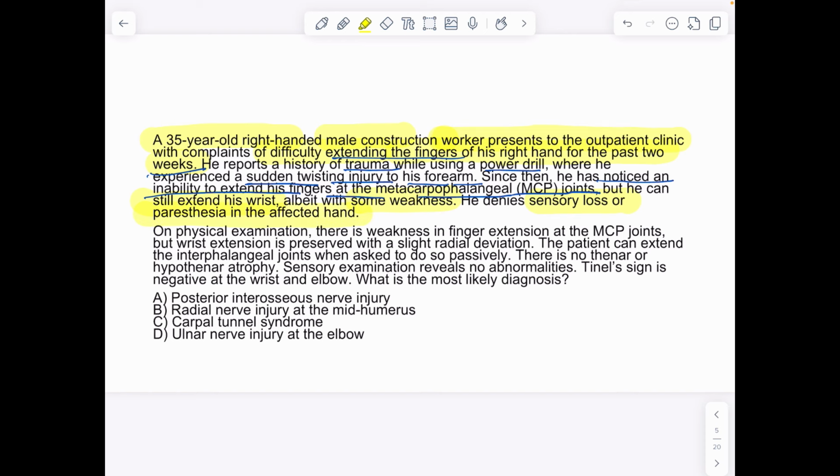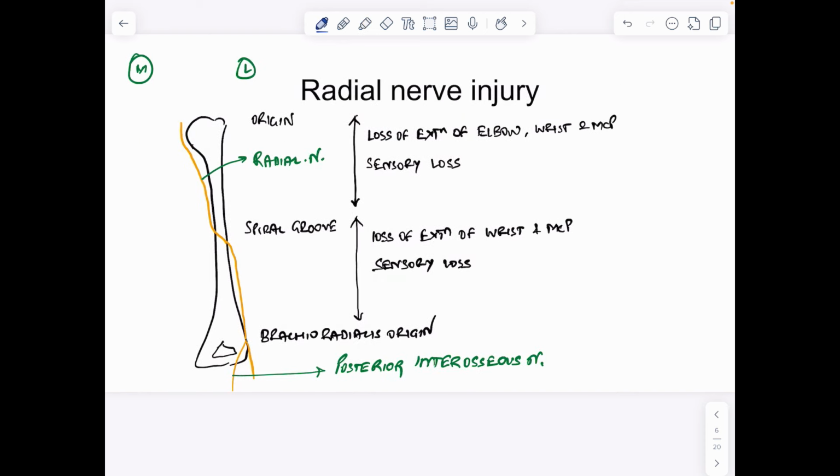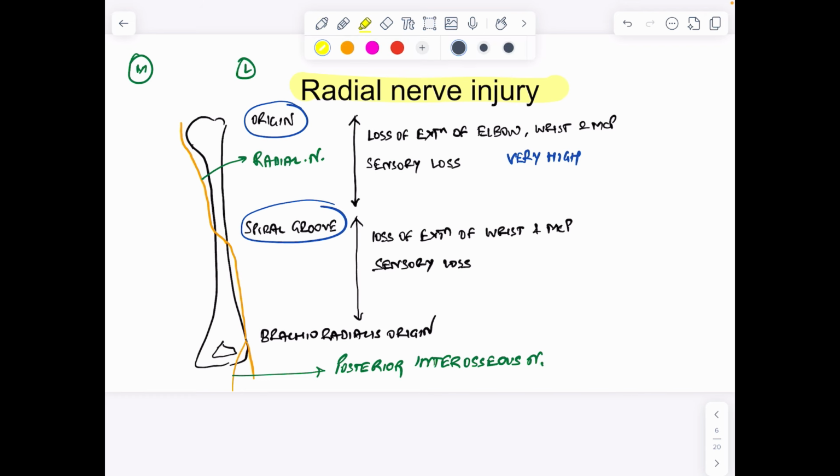So the moment you see this kind of question, it is related to the radial nerve injury, and how specifically you will locate what is the level of the radial nerve injury in this case. So for that you have to understand the very basic anatomy, that if the radial nerve is injured in between origin and the spiral groove, this is known by the name of very high radial nerve injury, and there are going to be the features of loss of extension of the elbow, there will be loss of extension of the wrist, and there will be loss of extension of the metacarpophalangeal joint. Plus, there is going to be a sensory loss, and what is the specific radial sensory area?